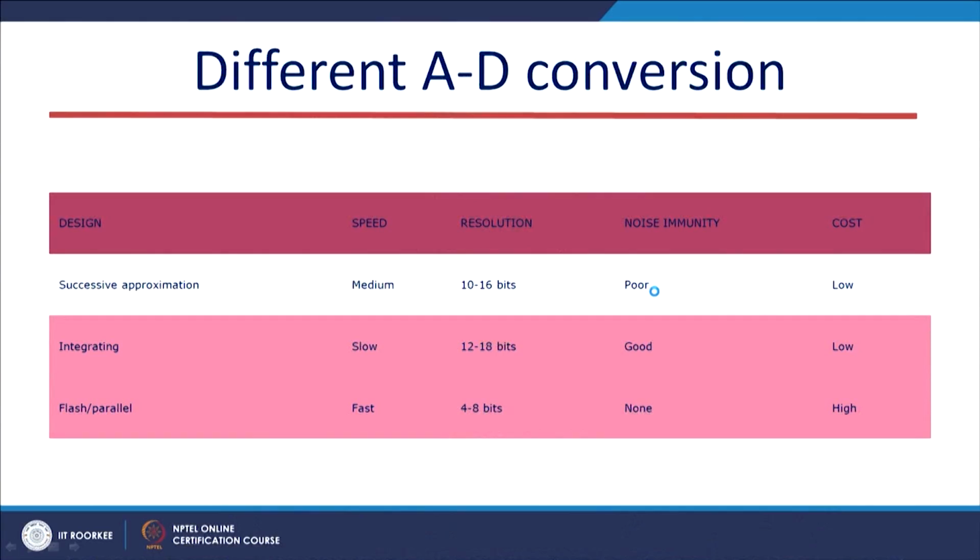Next we use the ADC in the case of PMUs, and we have different types of ADCs like successive approximation, integrating, flash or parallel, depending on their resolution, speed, noise immunity and cost. This table shows how these different types of ADC vary in their operation.